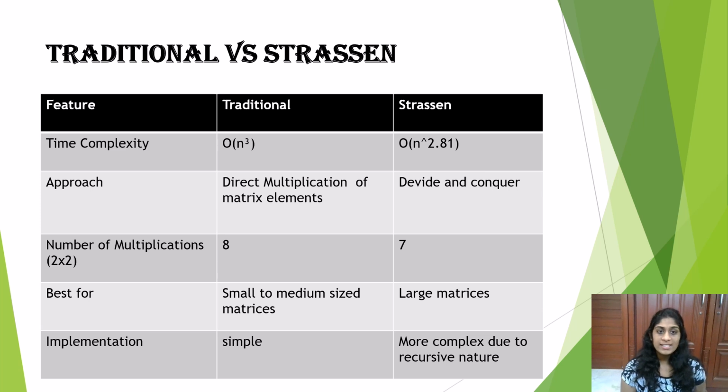Here are the differences between the traditional method versus Strassen. The time complexity is order of n cube for traditional, and here the time complexity is order of n to the power 2.81. Here it is the direct multiplication of matrix elements, while for Strassen we use divide and conquer, and the number of 2 by 2 matrix multiplications are 8 for traditional, and here for Strassen it is 7. Traditional is best used for small matrices, and Strassen is used for large matrices. The implementation is simple for traditional and more complex for Strassen due to its recursive nature.